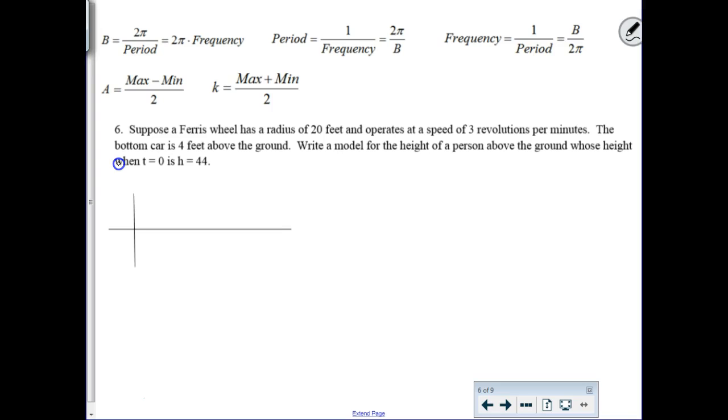All right, let's take a look at this Ferris wheel. This time they tell me a radius of 20 feet. Well, a radius of 20 feet is halfway through the wheel, right? So if the radius is 20, doesn't that mean the diameter is double that, so it's 40? So keep that in mind if you're trying to relate this to a previous example that we just got done with. Okay, this operates at a speed of 3 revolutions per minute.